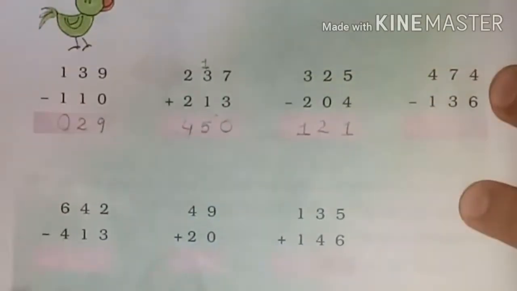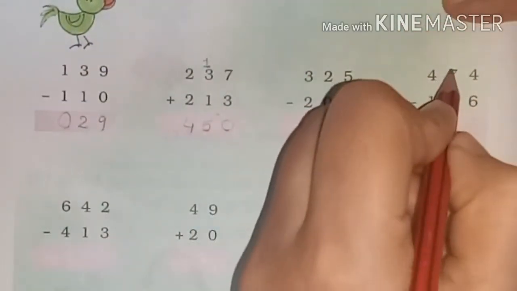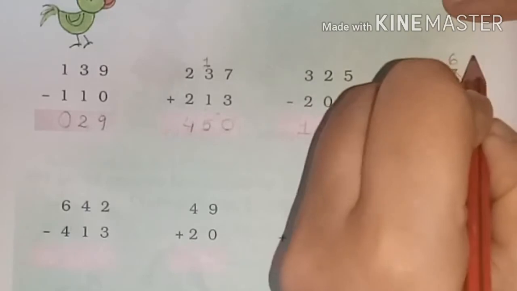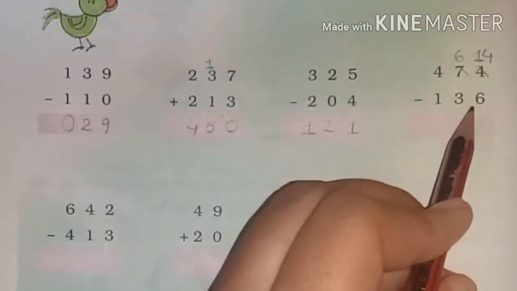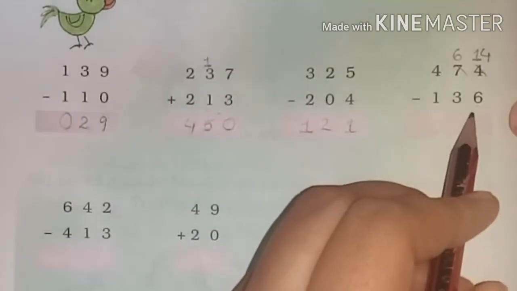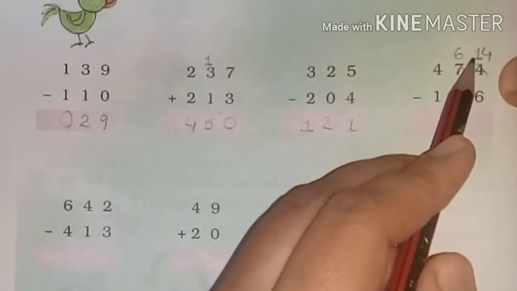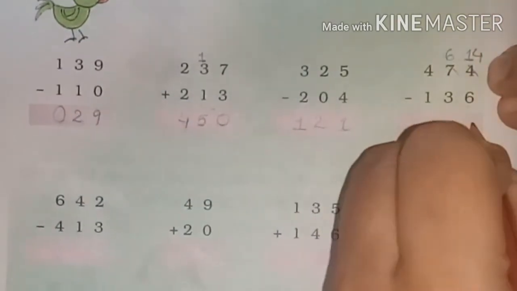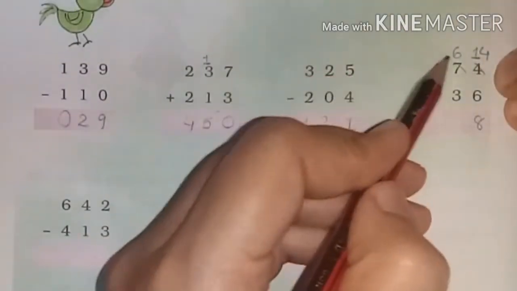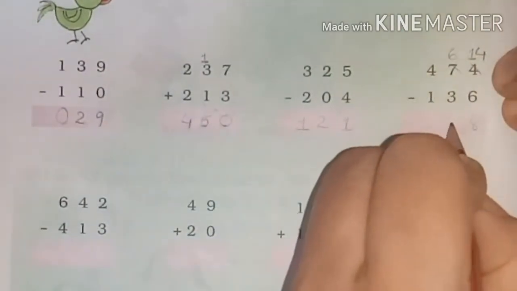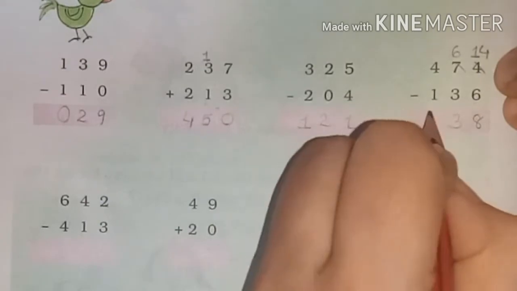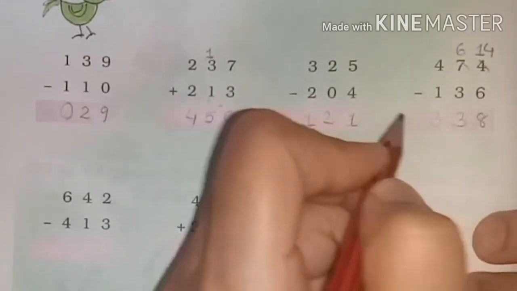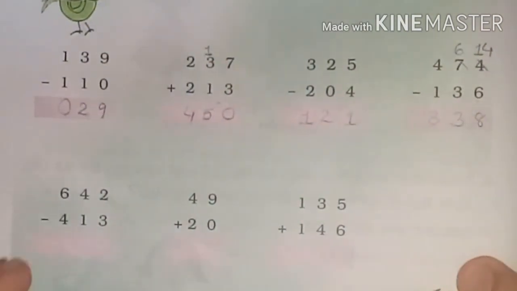Okay, so let us do here also. This 7 will become 6. This 4 will become 14. Now 14 minus 6 is possible. So we are going to subtract 6 from 14. We will get 8. 6 minus 3 is 3. 4 minus 1 is 3. Let us see the next sum.